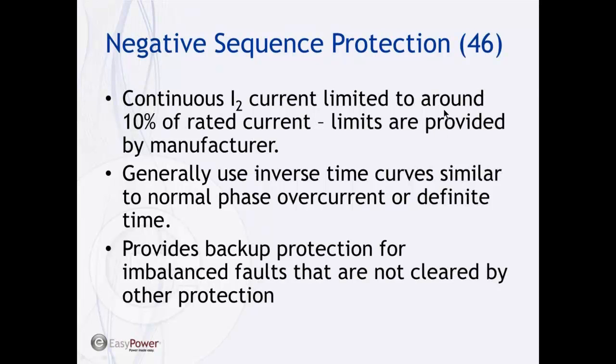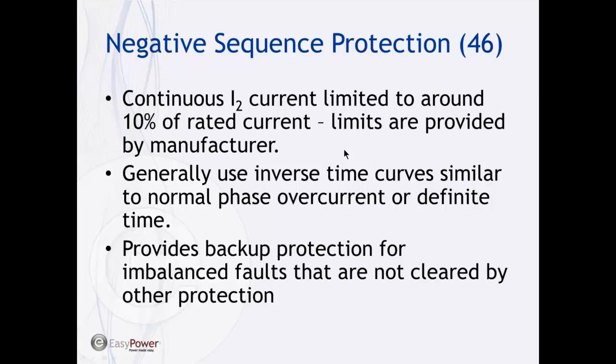So typically the continuous, so anytime you have any imbalance, you have negative sequence currents. So they have to be able to withstand some amount of negative sequence current. And that's limited to about 10%. Once you get over that, then you'll start to alarm, and then above a certain other value. So it's kind of an I squared T function. So it's a heating issue. So there'll be limits that are provided.